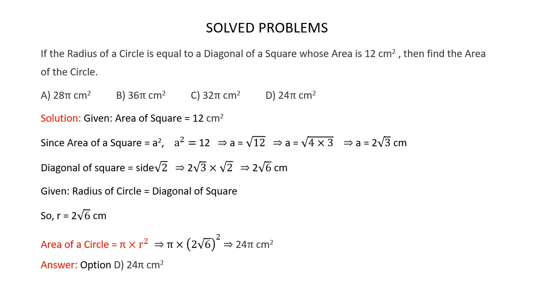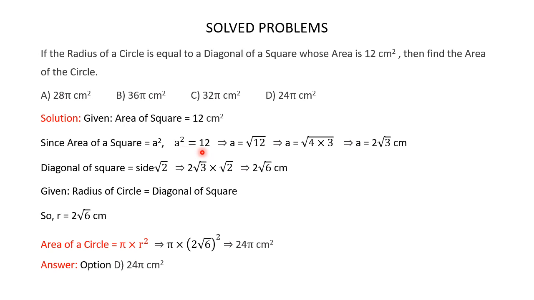Now we know that area of the circle is equal to pi r squared. Here pi is equal to 22 by 7. Now if we know the value of r, then we can easily find the area of the circle. Now it's given that area of the square is 12 centimeters squared. Now since area of a square is equal to a squared, it means a squared is equal to 12.